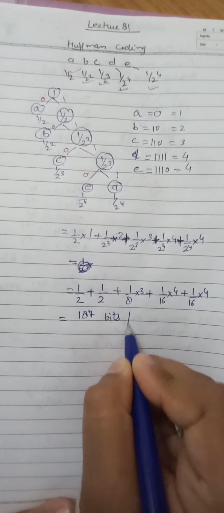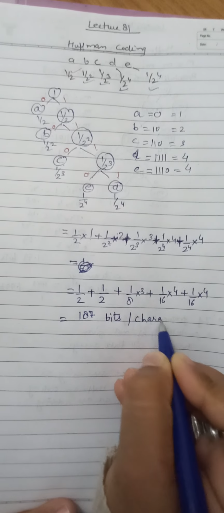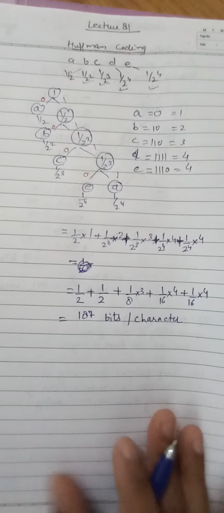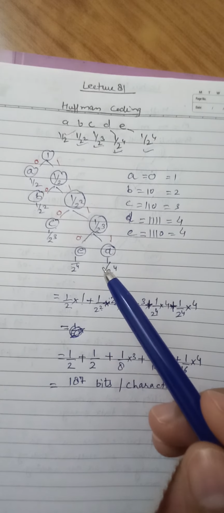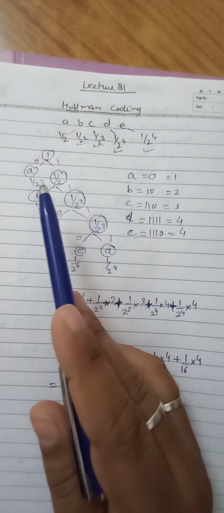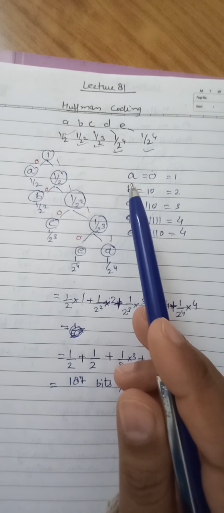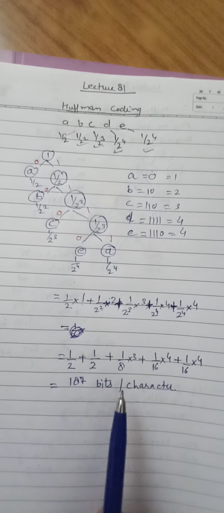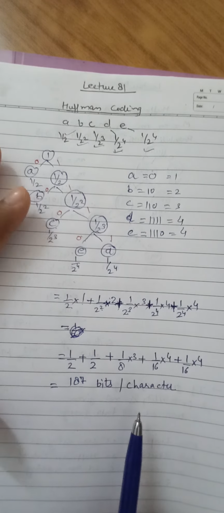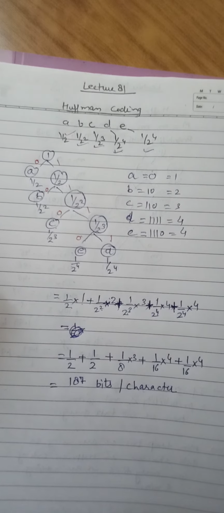bits per character. So in this way we can make the Huffman coding tree, and we can calculate how many bits can represent a particular word, and how many bits per character are possible with Huffman coding. That is possible with this method.